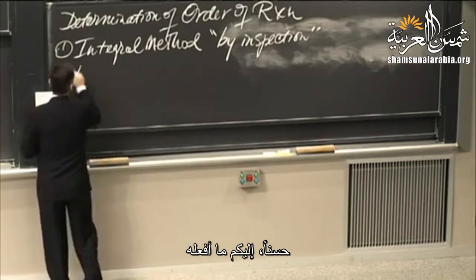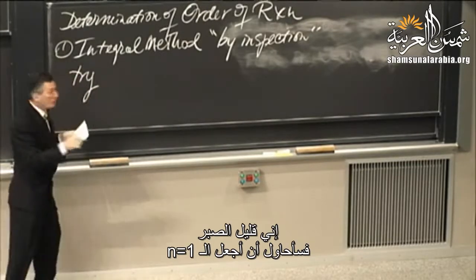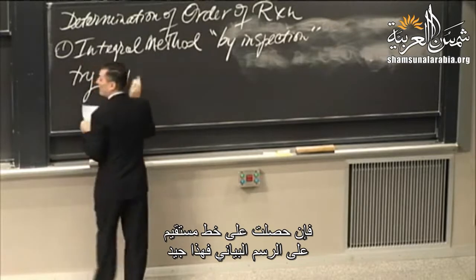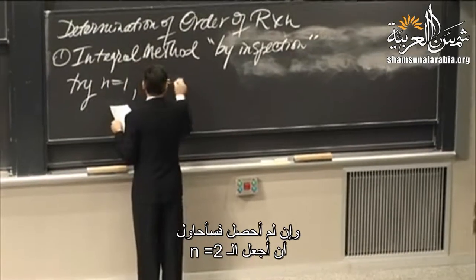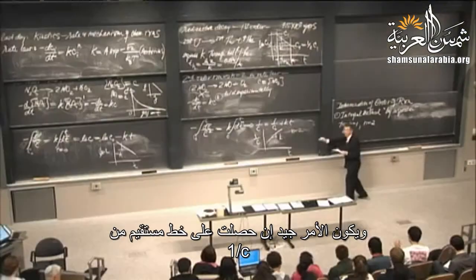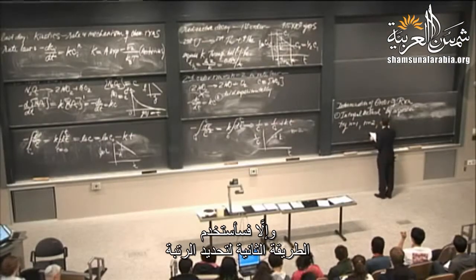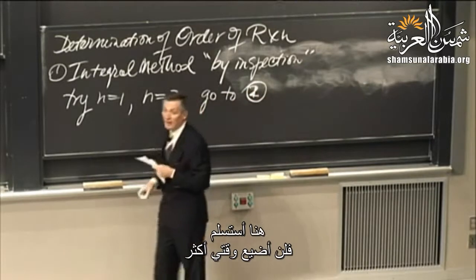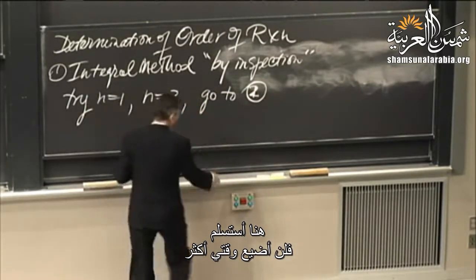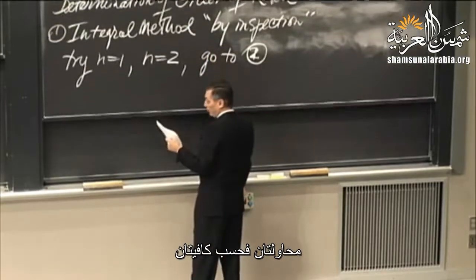Okay, so here's what I do. But I'm impatient, so I try n equals 1. If I get a straight line on the log plot, good. If not, I try n equals 2. If I get a straight line on 1 over c, good. If not, go to the second way of determining. I give up. I'm going to waste my time. It's a two strikes and you're out thing.